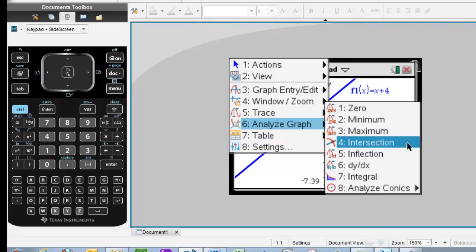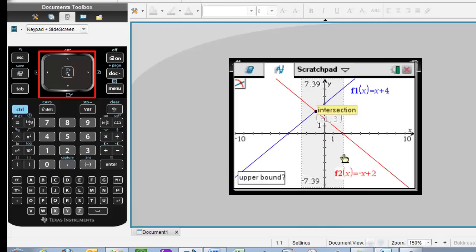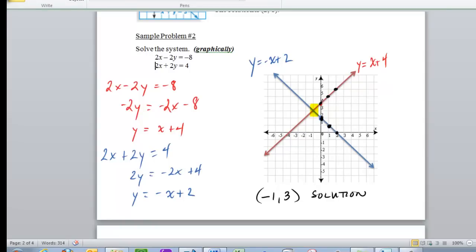So go ahead and hit Intersection, and it's asking for a lower bound. It wants you to place this hand on the left side of that point of intersection, and then just click the middle of your mouse pad or your touchpad. Now it wants the upper bound, so I'm going to drag this to the right, and then click it again. And you can see what it's done here is it's created the intersection of those two lines. So that's one way that I can get the calculator to help me verify the solution to this system of equations. Okay, so that is solving a system of equations through graphing.